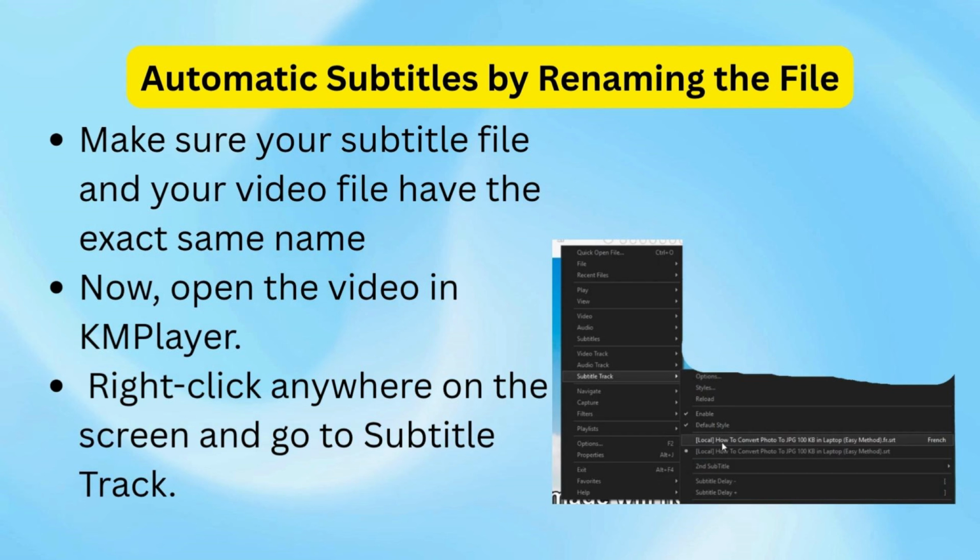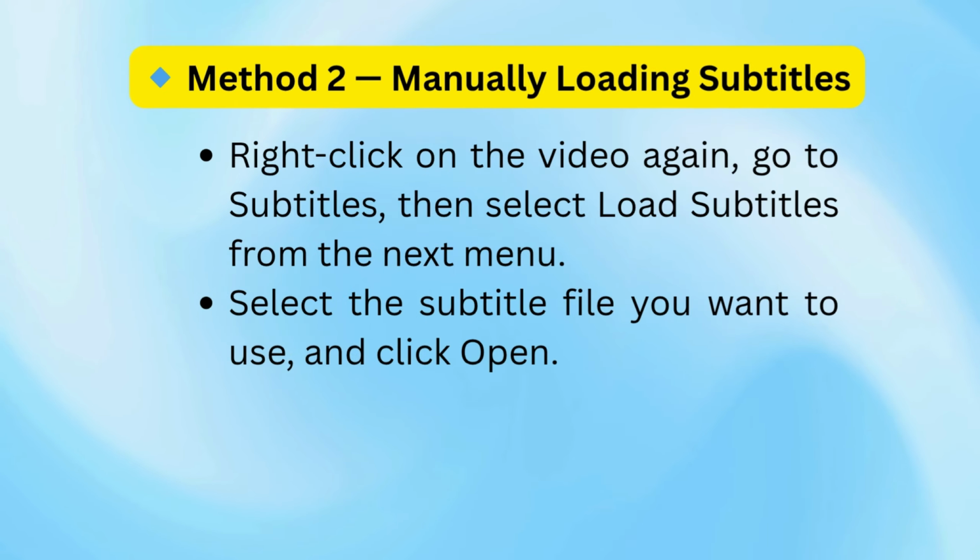If your subtitles don't load automatically, you can also add them manually. So right click on the video again, go to subtitles, then select load subtitles from the next menu. Now browse your device, select the subtitle file you want to use and click open. The subtitles will appear right away.